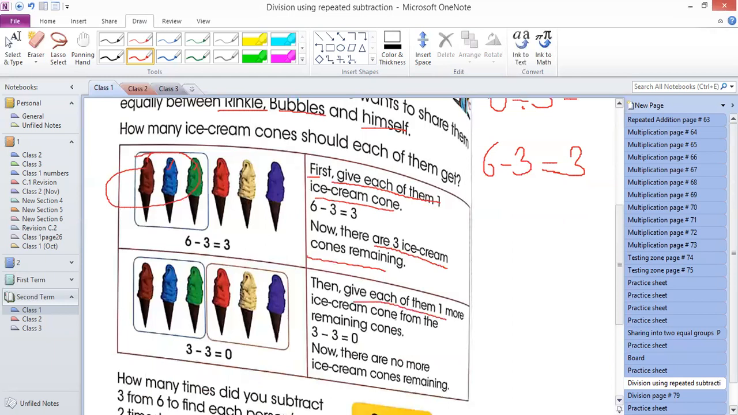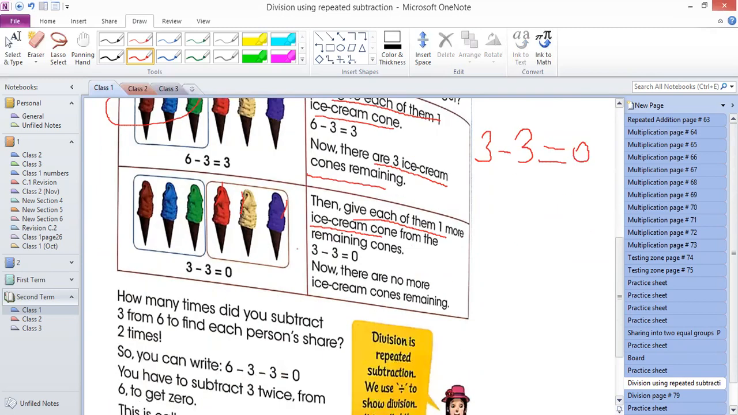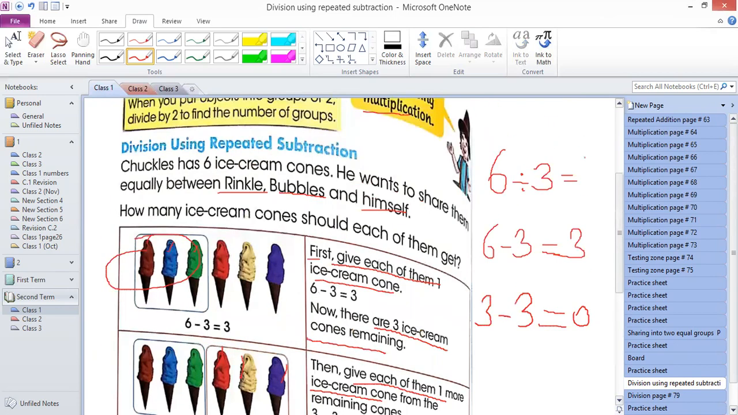So give each of them one more ice cream cone from the remaining cones. When you give them one more, because there were 3 left, this 1, 2, and 3 also finished. So there are now 0 ice cream cones left. Now you check how many times you subtracted 3 from 6 to find each person's share. 2 times. So 6 divided by 3 equals 2. That means each will get 2 ice cream cones. So 2 is the answer.